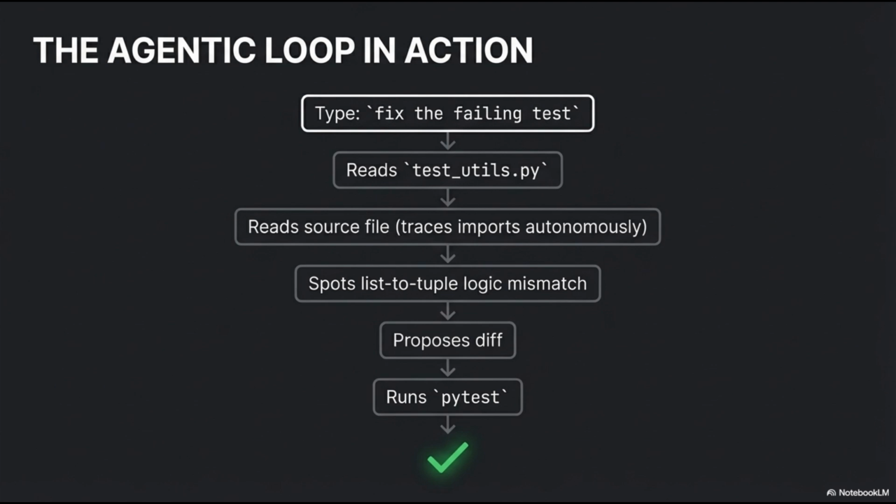It realizes, oh, this function is returning a list, but the test expects a tuple, so it proposes a diff to fix it. And then what? Then it automatically runs python -m pytest test.py, and this loop just continues until the tests are green. Wow. Okay, but there is a catch here, isn't there?